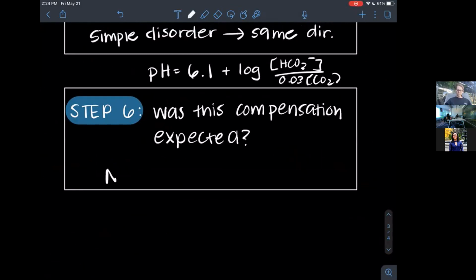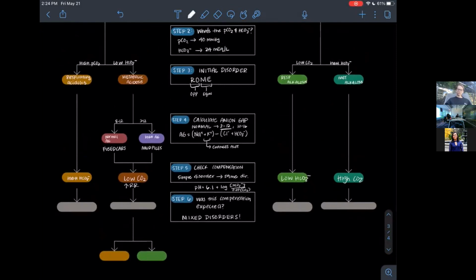So this is your time to look for mixed disorders. So if there's more than one thing going on, it might not be super obvious just from the blood charts. And the way to check that is to see, okay, I figured out what the initial problem is. Now I'm seeing that there is compensation. Is this compensation as high as it needs to be? Is it not high enough? Is it too high? If it's above or below what you expect the compensation to be, which we can calculate for every single situation, that means that there is a second disorder going on.